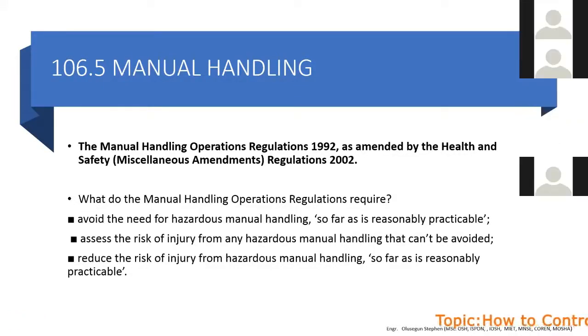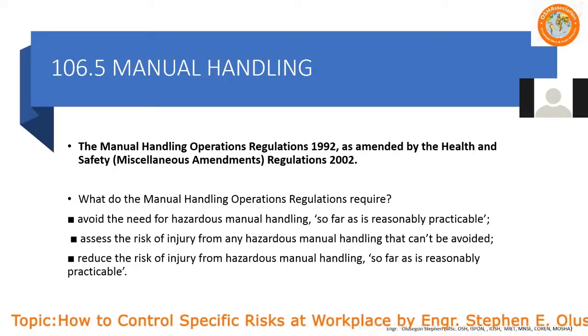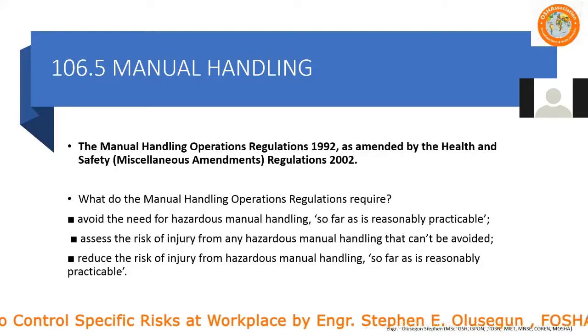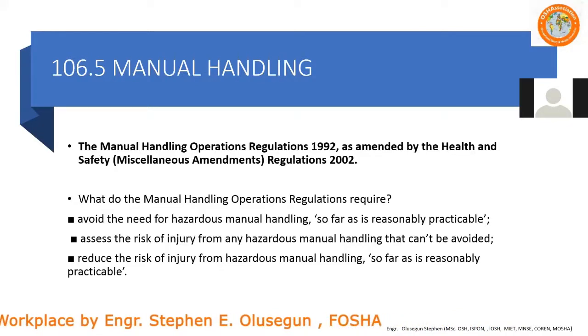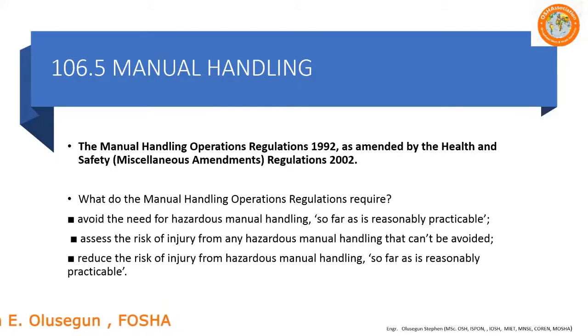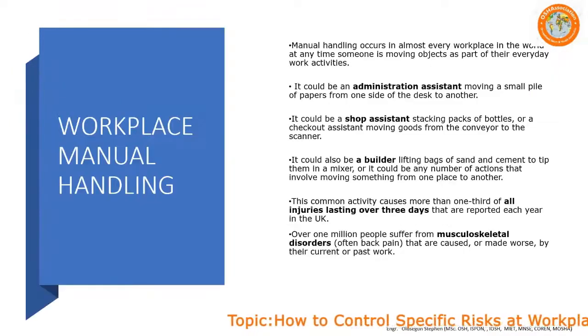And also, I have the Manual Handling Operations Regulations 1992, as amended by the Health and Safety Work Regulations 2002. So what did the Manual Handling Operations Regulations require? Avoid the need for hazardous manual handling so far as reasonably practicable. Assess the risk of injury from any hazardous manual handling that cannot be avoided. Reduce the risk of injury from hazardous manual handling so far as reasonably practicable.